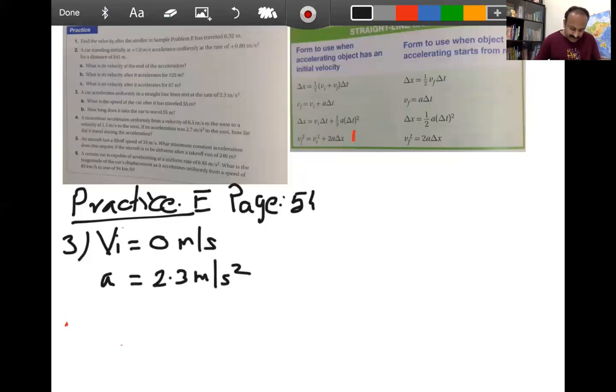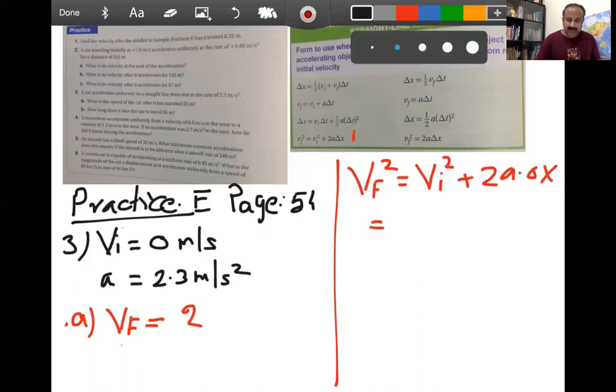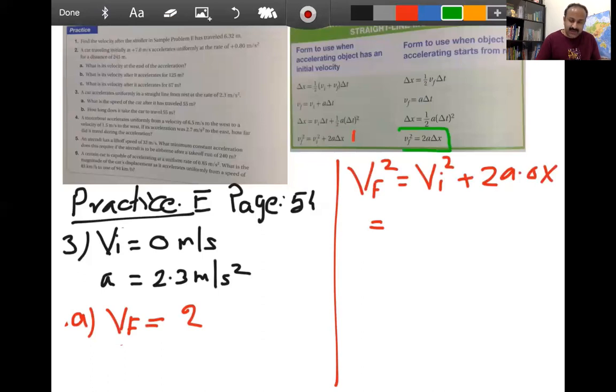And in part A of the question, they're asking, what's the speed of the car after it has traveled 55 meters? So again, it's the same story, like you're looking for Vf. The same equation you're going to use: Vf square is equal to Vi square plus 2a delta x. What's the value of Vi square here? Vi square is 0. So since Vi is 0, the equation reduces to Vf square is equal to 2a delta x.